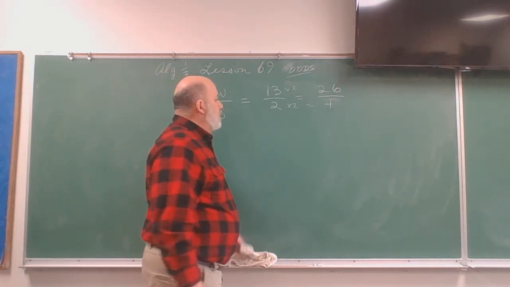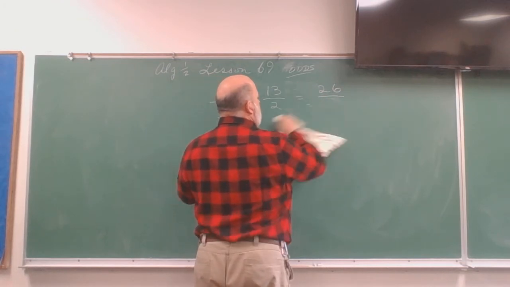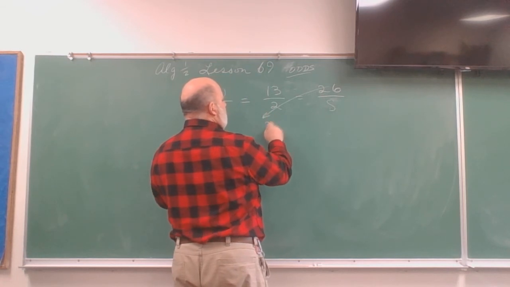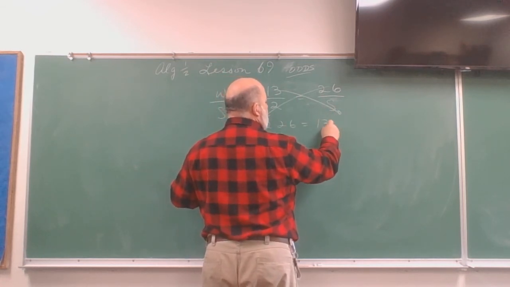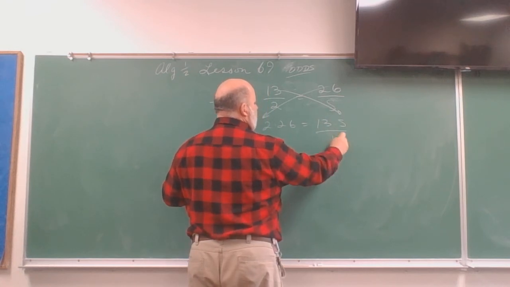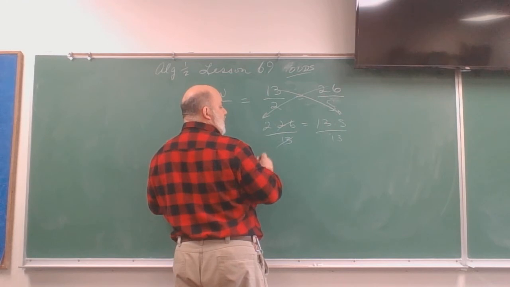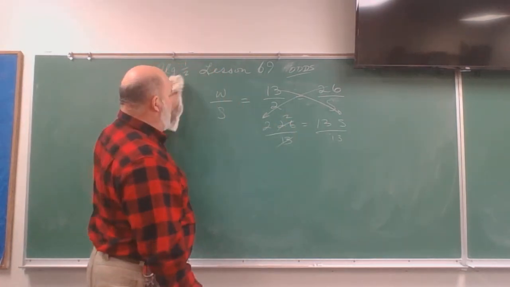Yeah, I did. If it were something that weren't as easy, you would cross multiply. 2 times 26 equals 13 times s. Divide by 13, divide by 13. 13 goes into 26 2 times. 2 times 2 is 4. Here you have that.